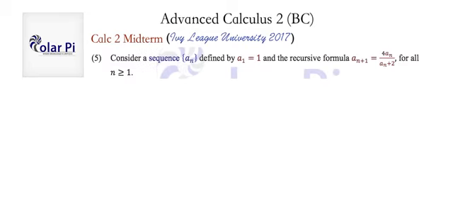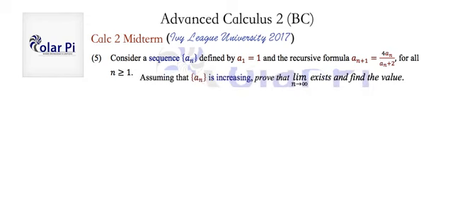So here's a question. We're given a sequence a_n where the first term is 1, and the (n+1)th term is defined recursively as 4 times the nth term divided by the nth term plus 2. And we're told that the sequence is increasing. The task is to prove that the limit as n goes to infinity exists and to find the value of that limit. As I said, this is about the monotone convergence theorem.